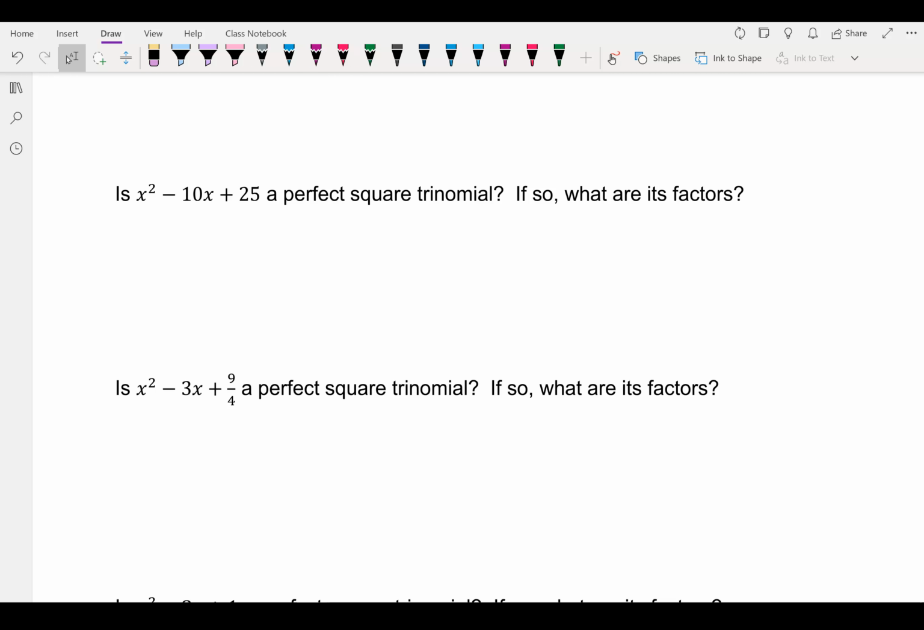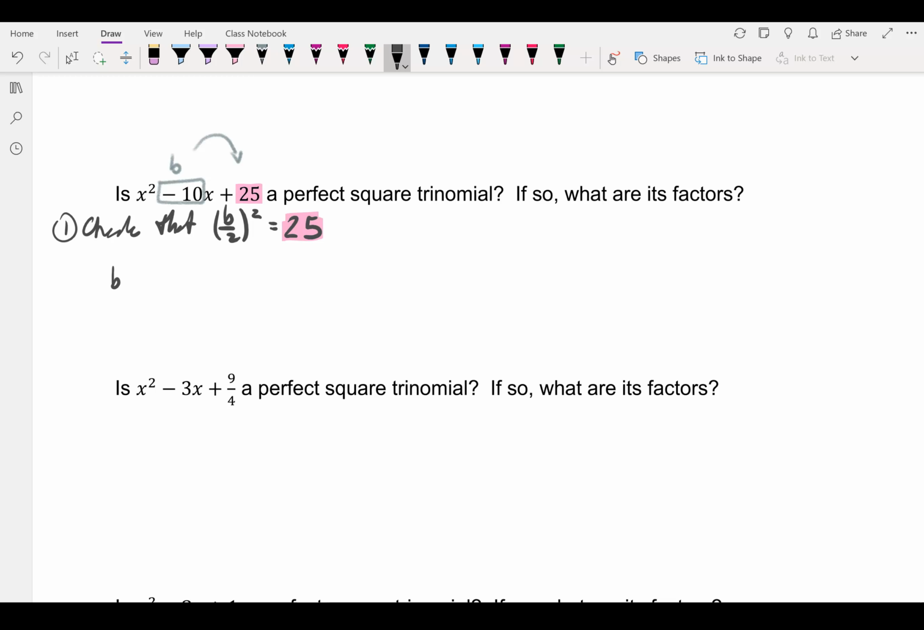It says, is x squared minus 10x plus 25 a perfect square trinomial? And if so, what are its factors? Well, this is actually really nice and easy. All we need to do for our first step is check that our b over 2 all squared equals 25. Where does the 25 come from? It's this. So we take our middle value. This is our b. If we take it, divide it by 2, and square it, we should get 25.